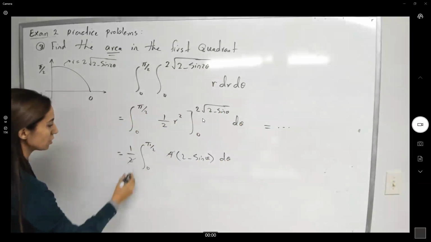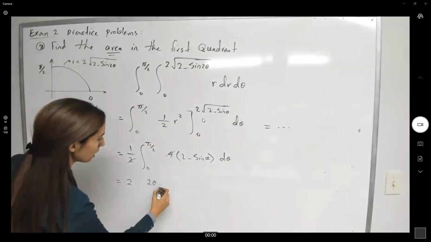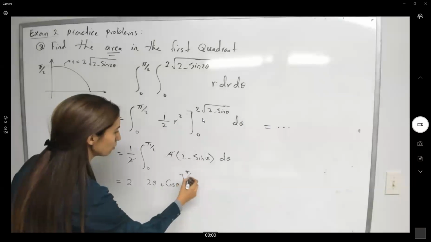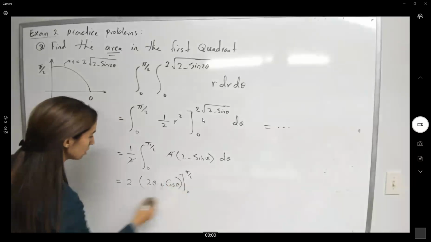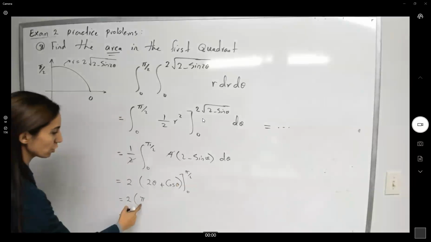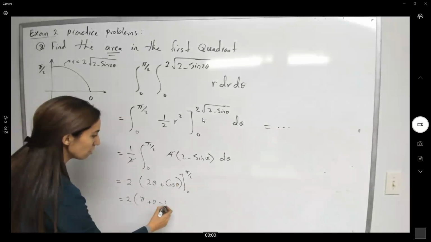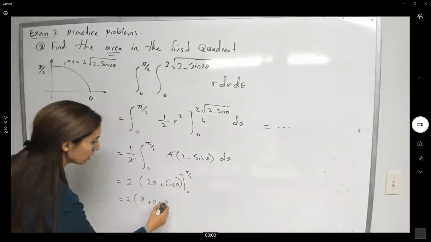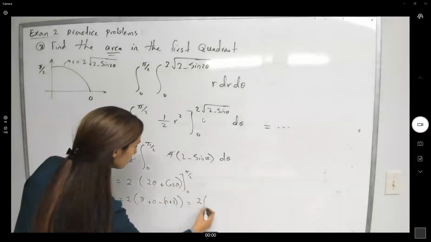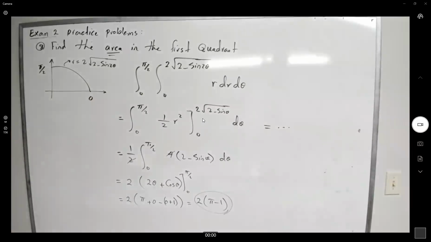So you can cancel out these two, get 2, and 2 theta, plus cosine theta, and theta is bounded between 0 and pi over 2. Well, here you get 2 times, if you plug in pi over 2, you get pi, and this is going to be 0. Minus, if you plug in 0, you get 0, and here you have 1 plus 1. So you get 2 times pi minus 1. This is the solution.